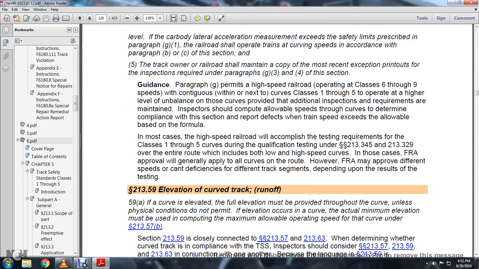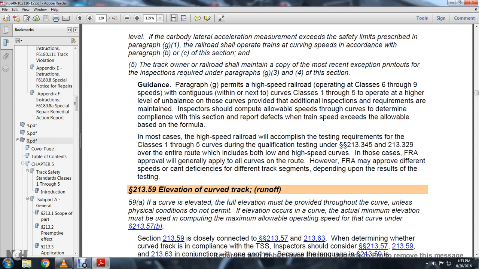Paragraph G permits high-speed railroads operating with Class 6 through 9 to operate over curves of Class 1 through 5 at a higher level of unbalanced elevation, provided additional inspection requirements are maintained. Inspectors should compute the allowable speed for the curves in compliance with the section, and report defects where the train speed exceeds the allowable speed based on the formula.